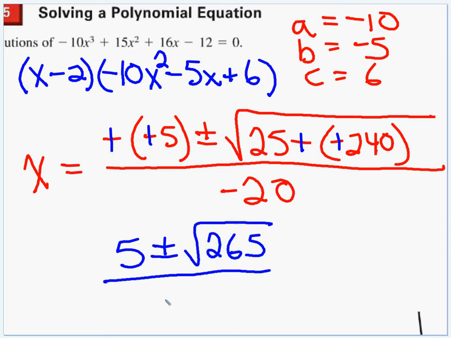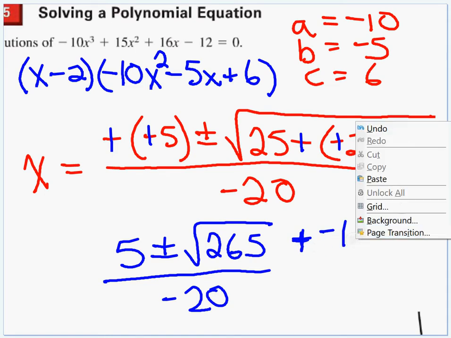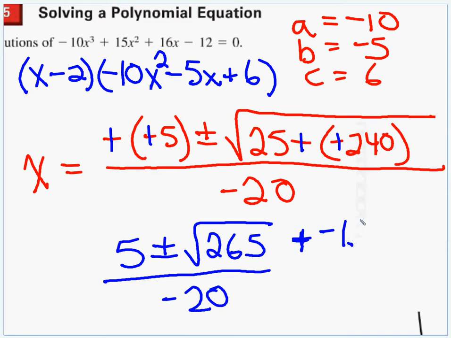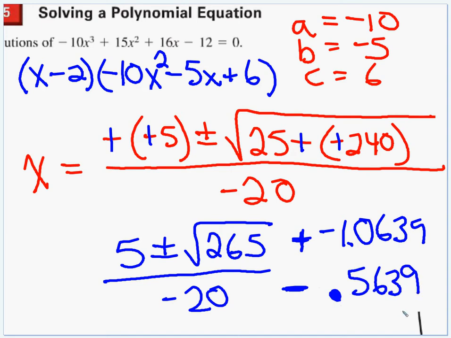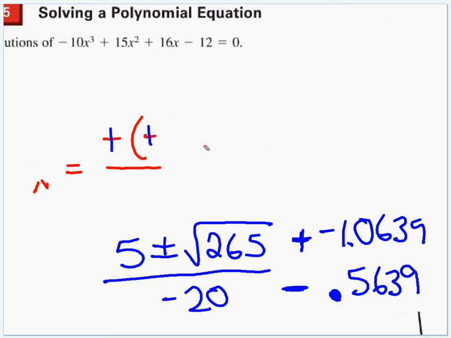And what we have is 5 plus and minus the square root of 265 over negative 20. Now, if we punch that in the calculator, the positive root is negative 1.0639. The 5 minus the radical is positive 0.5639. And those look like they'll be backed up by the graph we used earlier.